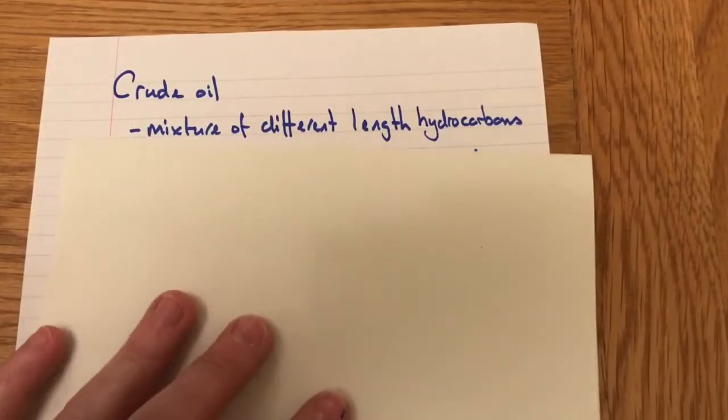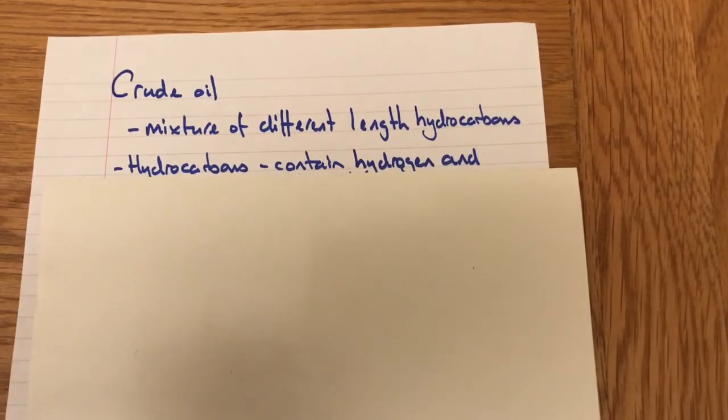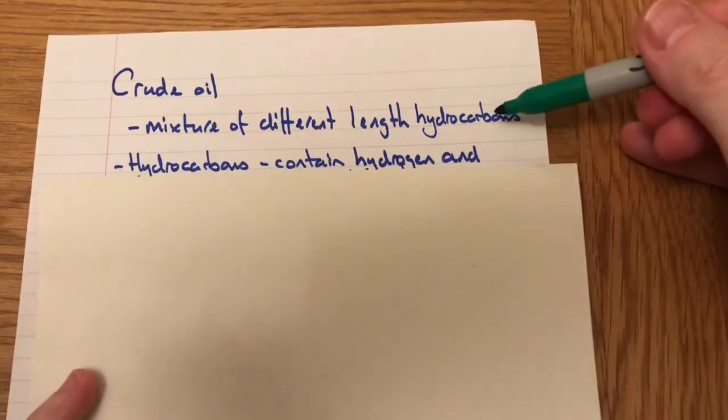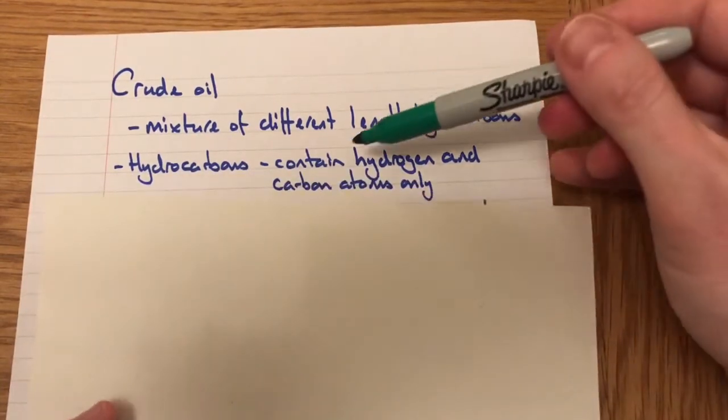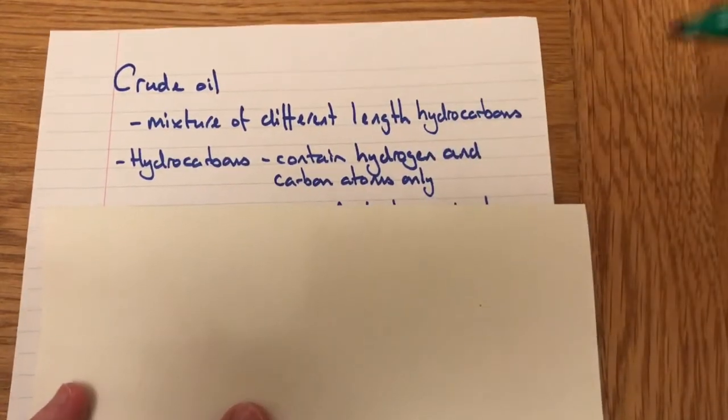Okay, in this video we're going to have a look at crude oil. And we need to remember a couple of key things. That crude oil is a mixture of different length hydrocarbons. I'll show you some examples in a second. Worth defining hydrocarbons. Hydrocarbons are molecules that contain carbon and hydrogen atoms only. Really important putting the word only on there.